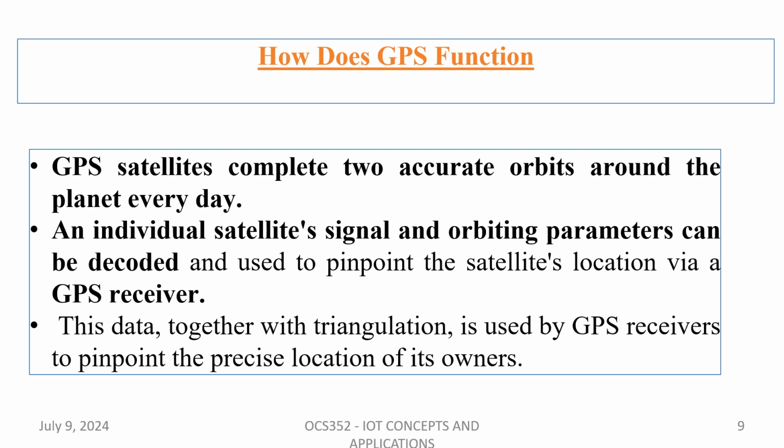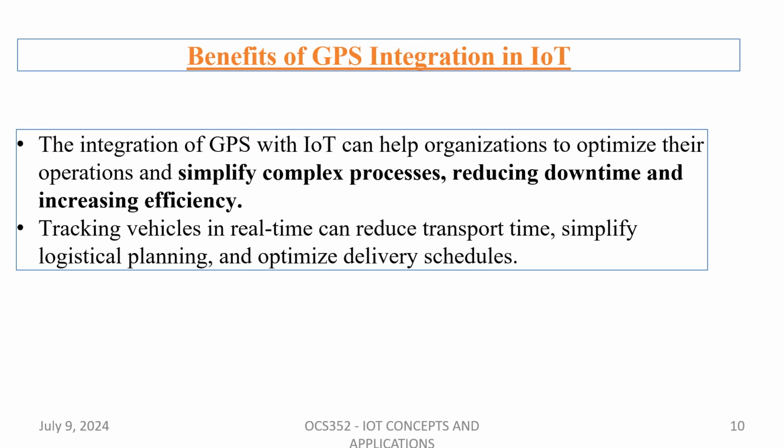GPS satellites complete two accurate orbits around the planet every day, and individual satellite signals and orbiting parameters can be decoded and used to pinpoint the satellite locations via GPS receivers. This data, together with triangulation, is used by the GPS receiver to pinpoint the present locations of the owners.